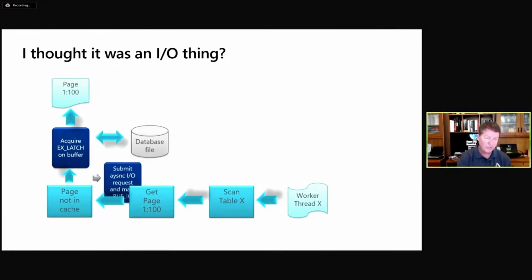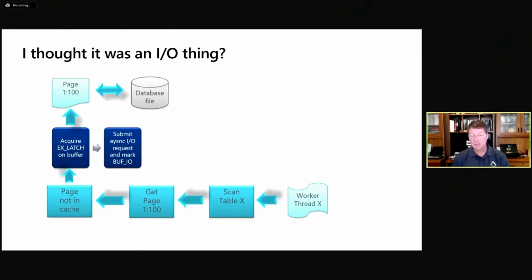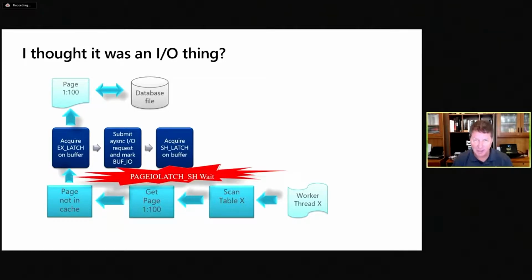Now, what we do is submit an asynchronous IO request to the operating system to go get this page, and we mark in the buffer structure buff IO. Now, what happens next is very crazy. We are then going to try to get a shared latch on the same buffer. The latching system understands that even though you're the same person, you're going to get blocked. And our code says when you need to get a page latch and you're waiting on that latch, if the buff IO bit is set, mark it page IO latch instead of page latch. So that's the distinguishing factor.